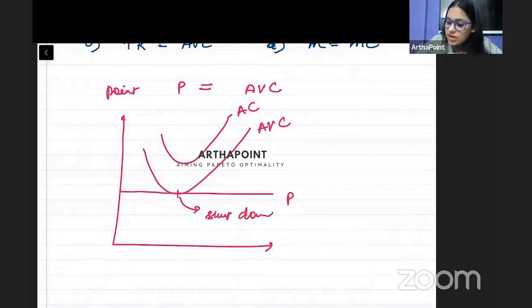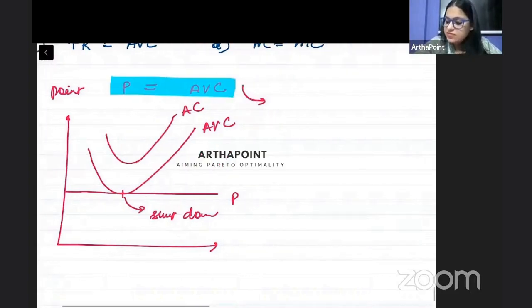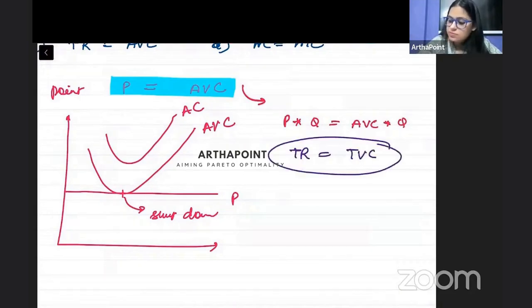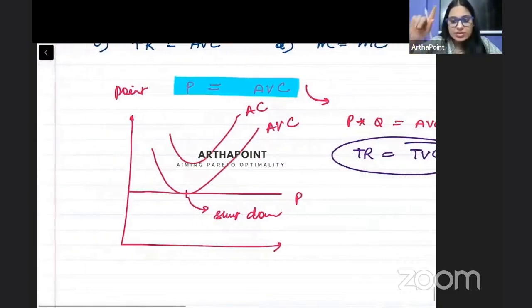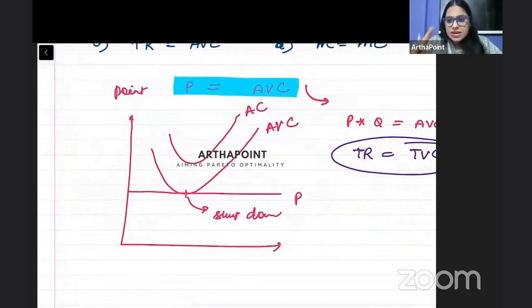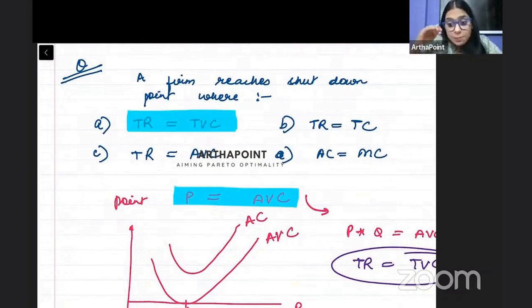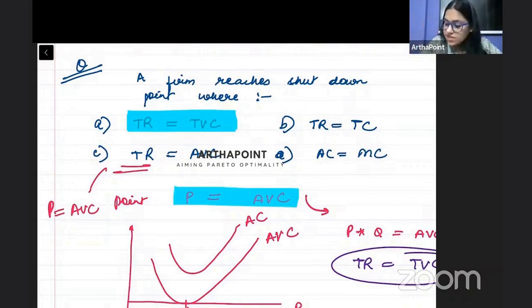राइट बेटा. So if I have P equal to AVC, and if I multiply this with Q everywhere, I will get total revenue equal to TVC. So if we are writing in terms of total, then the answer is TR equal to TVC. और अगर हम price के terms में लिख रहे हैं, then the answer should have been P equal to AVC, not TR equal to AVC ना. If this is in average terms, तो यहाँ पे price होना चाहिए था. And if this is in total terms, तो यहाँ पे TR होना चाहिए.